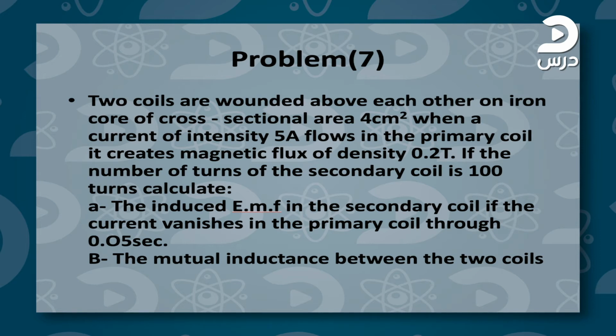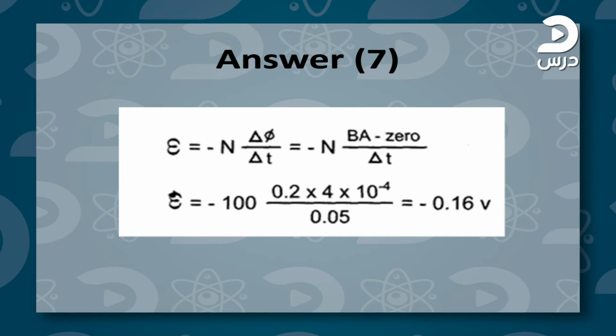If the current vanished, so I2 equals 0, and the time is 0.05. Okay. And then the mutual induction between the two coils. Here we can use Faraday's law: EMF equals negative N delta phi M over delta T. But delta phi equals B delta A, that is B2 minus B1. Here B2 is zero, so negative N BA minus 0 divided by delta T. So EMF equals negative 100 multiply 0.2 multiply 4 multiply 10 negative 4 divided by 0.05, equals negative 16 volt. So we got the EMF.